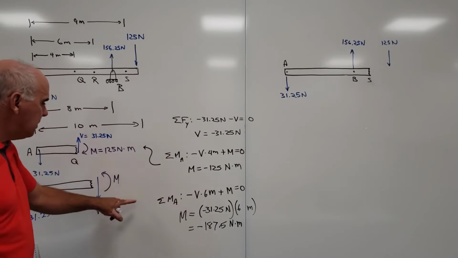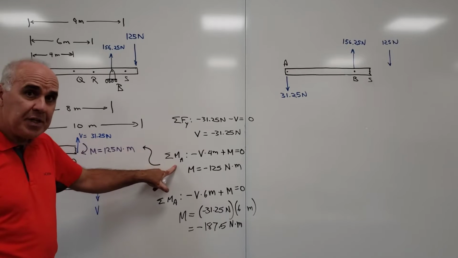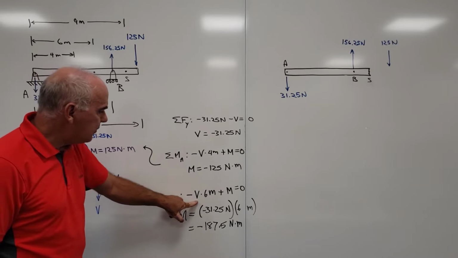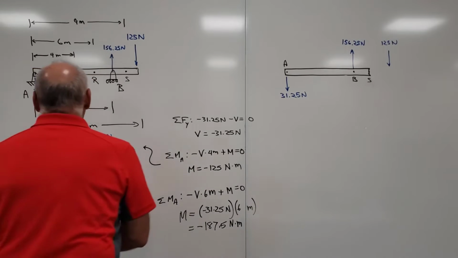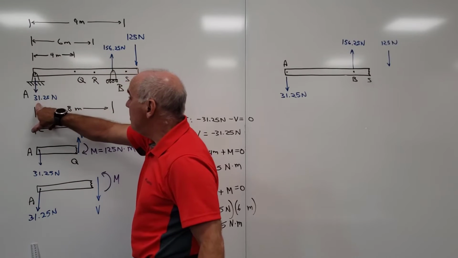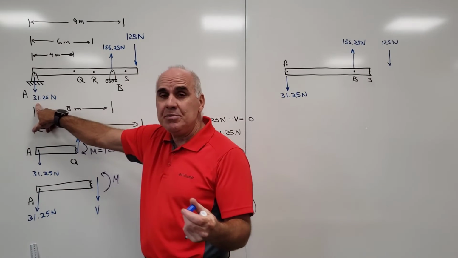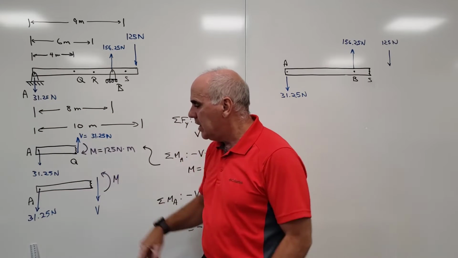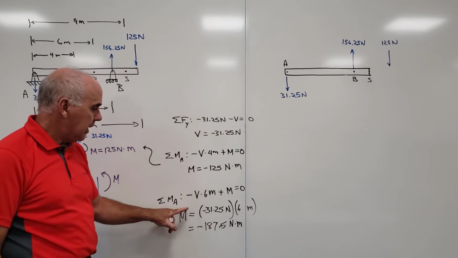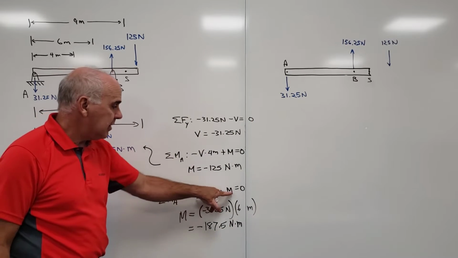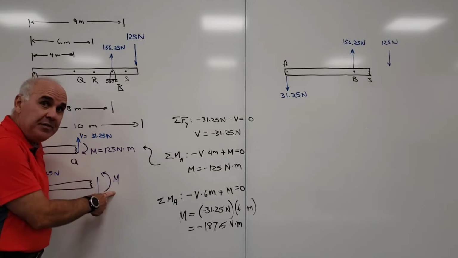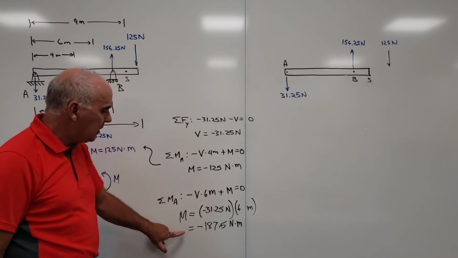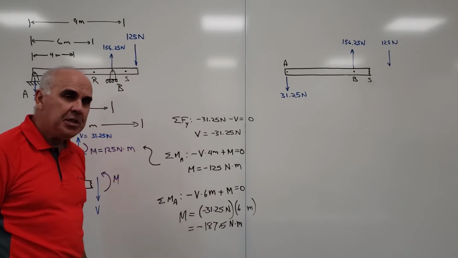But when I do the moment equation here, it's a little different than it was when I did the moments at point Q. This time, minus V is going to be times 6 meters because it's 6 meters from point A, which is where I'm summing my moments, right? I'm summing the moments around point A, and then R. So there's 6 meters in here. And so my moment equation has to be altered slightly by putting 6 meters in here. Then plus M, because remember, the moment by convention is counterclockwise or positive. And so when I solve that out, I get the moment equals minus 187.5 Newton meters.